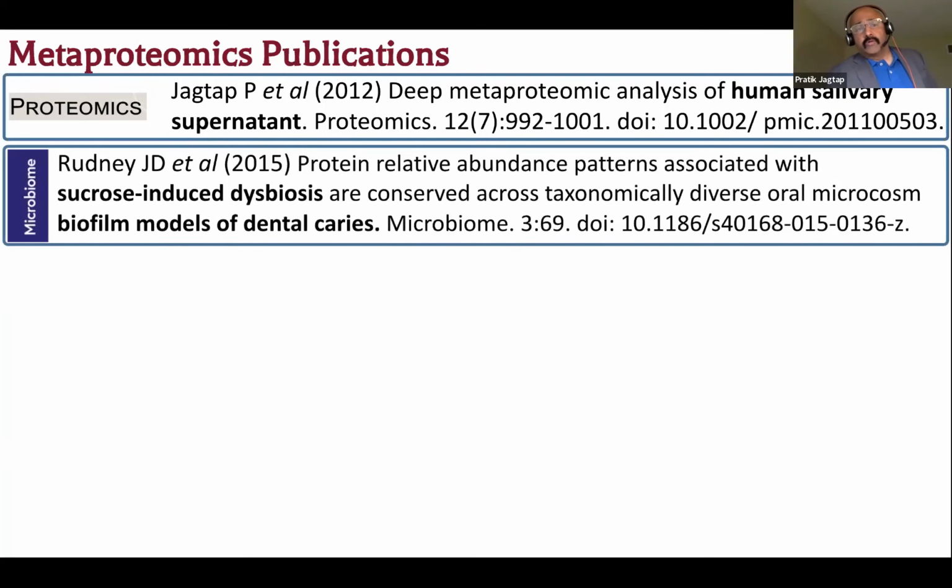Later, we also looked at one of the studies wherein Professor Joel Rennie from University of Minnesota was interested in looking at the effect of sucrose on the dental plaque microbiome and finding out whether there are certain bacteria that are enriched, but at the same time, whether certain proteins were differentially expressed in one case or the other. And I'll be talking a little bit about this particular case study while talking about one of the tools that we use to analyze this data.